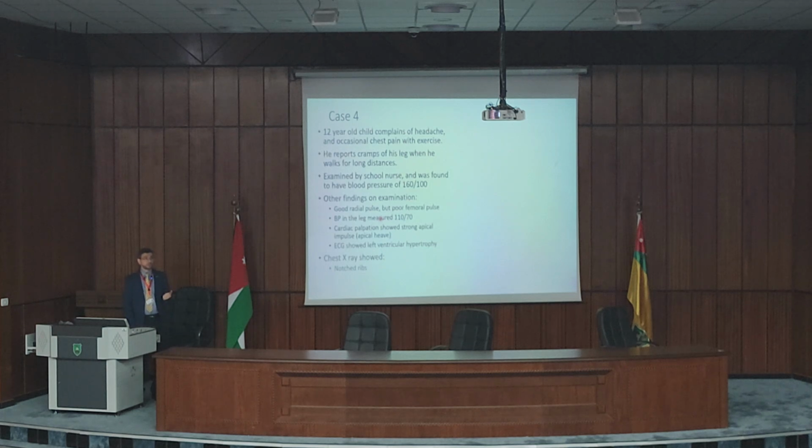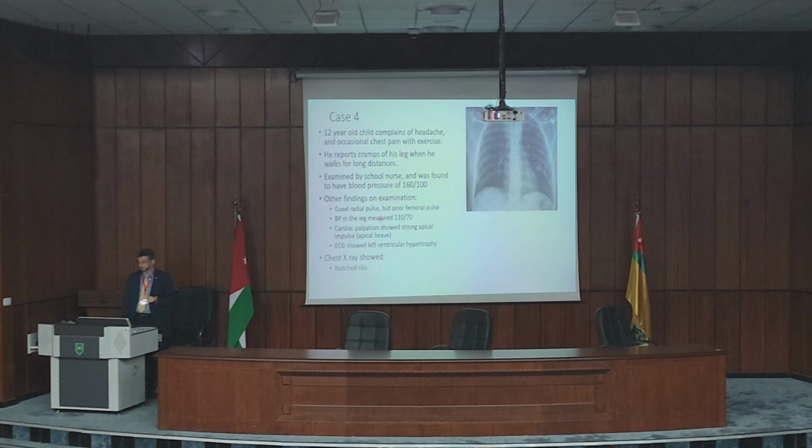His X-ray showed notched ribs, something different; we're not talking about the heart. The heart maybe looks normal or maybe slightly enlarged, but the ribs are notched. So why does that happen in this patient? And we'll show you the ribs. So this is his X-ray. So the heart is a little bit generous, especially on the left side.